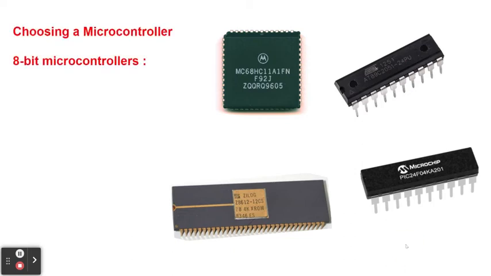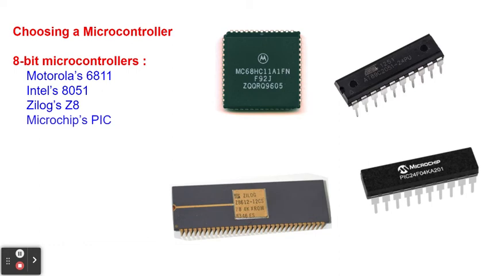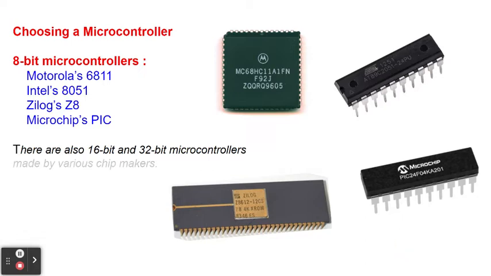When choosing a microcontroller, we have to consider so many things. But first, let's talk about the 8-bit microcontrollers. Examples of these are Motorola's 6811, Intel's 8051, which is the focus of this video tutorial, Zilog's Z8, and Microchip's PIC. There are also 16-bit and 32-bit microcontrollers, of course, made by other chip makers.